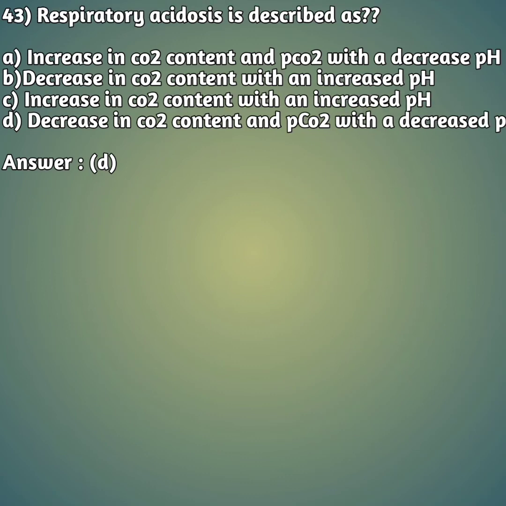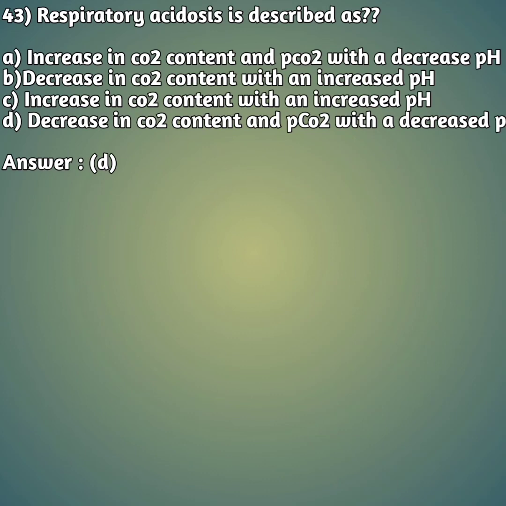Moving on to our 43rd question. Respiratory acidosis is described as option A, increase in CO2 content and PCO2 with a decreased pH. Option B, decrease in CO2 content with an increased pH. Option C, increase in CO2 content with an increased pH. Option D, decrease in CO2 content and PCO2 with a decreased pH. So the right answer is answer D, that is decrease in CO2 content and PCO2 with a decreased pH.